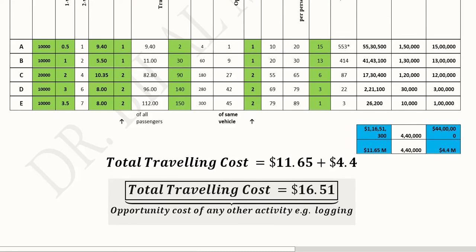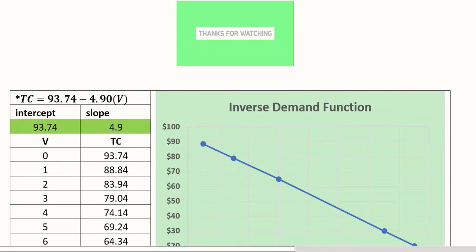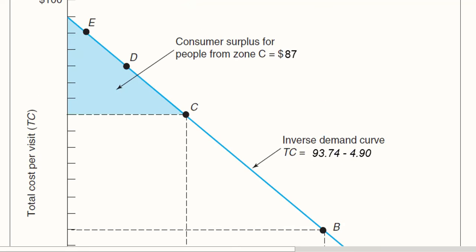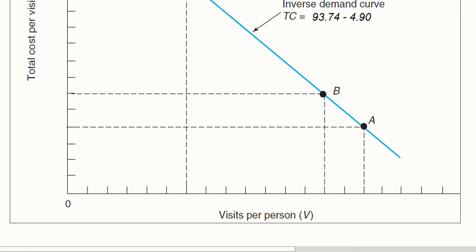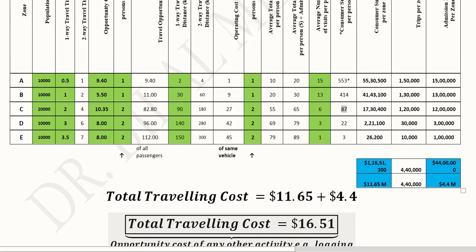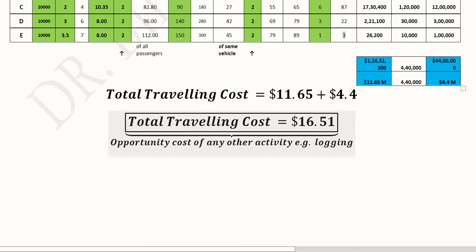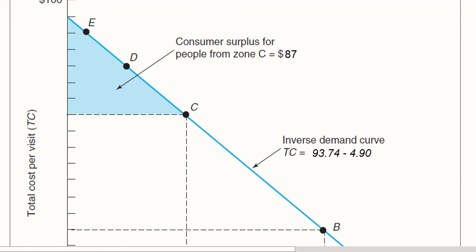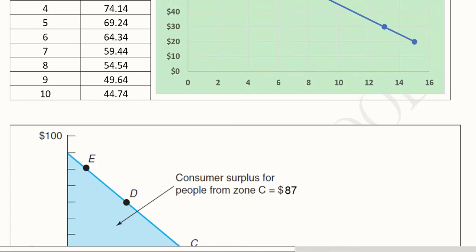For zone C it is 87, as we saw there, and for zone A it is 553, because for zone A it will be this base and this much of the perpendicular. So it's a very large triangle, and its area will be greater since the cost of travel is less. So as we go down to zone E, it is having the least consumer surplus because it is having a high level of travel cost here, so the consumer surplus is simply this triangle.